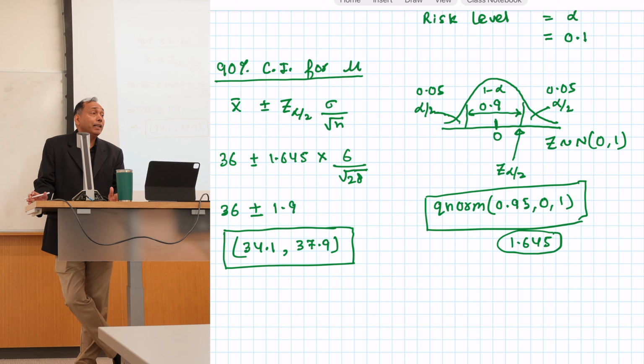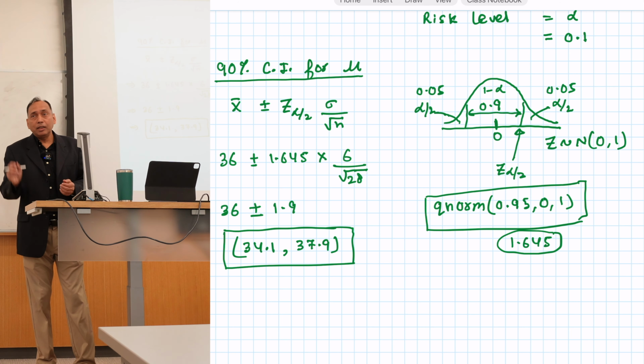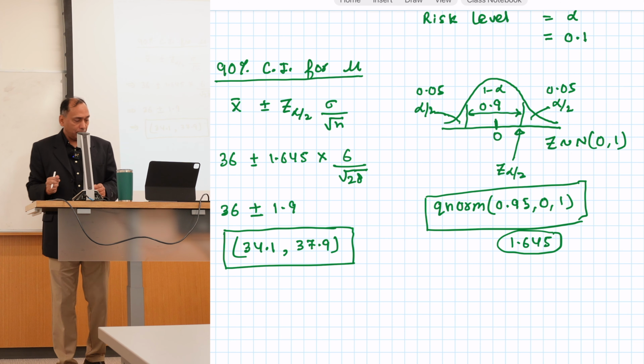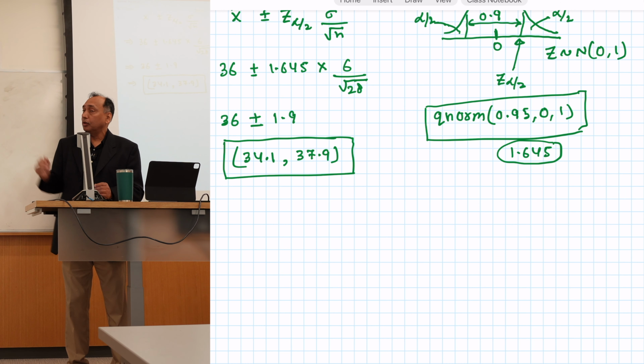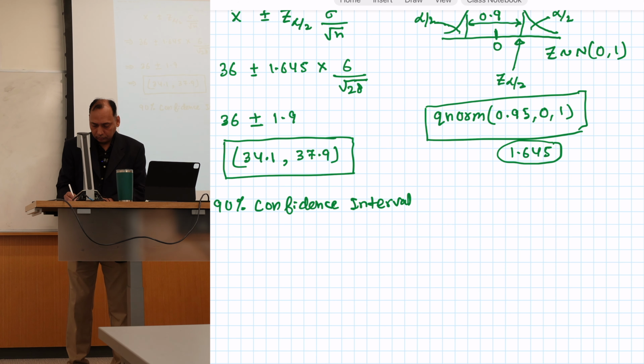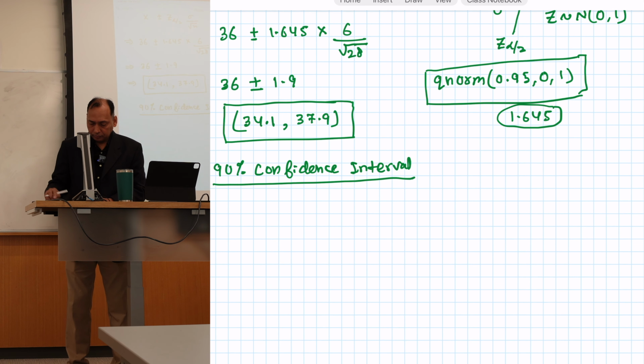And you have 90% confidence. But then you also have 10% risk level, which means there is a 10% chance of you going wrong, which means that your confidence interval does not capture the real population average. What is the interpretation of this confidence interval? So this 90% confidence interval, so what does it mean?